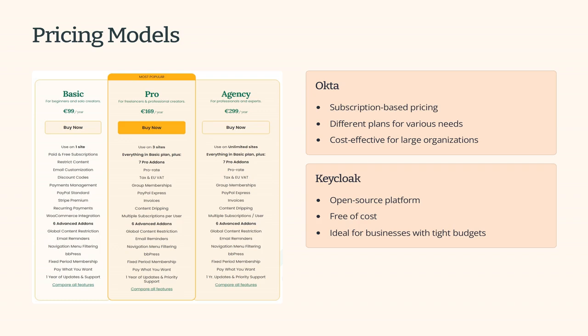Okta follows a subscription-based pricing model with different plans for different needs, making it a cost-effective solution for large organizations. Keycloak, being an open-source platform, is free of cost, which can be a huge advantage for small to medium-sized businesses or startups operating on a tight budget.